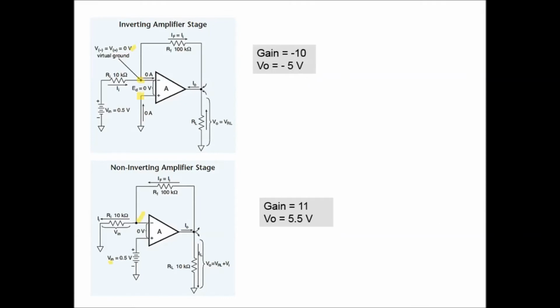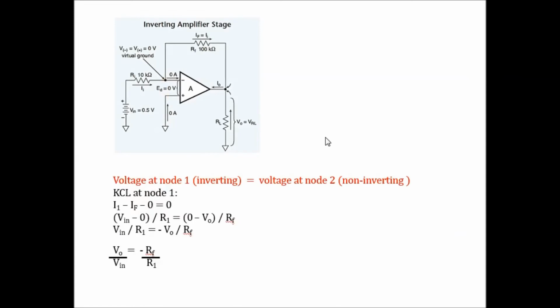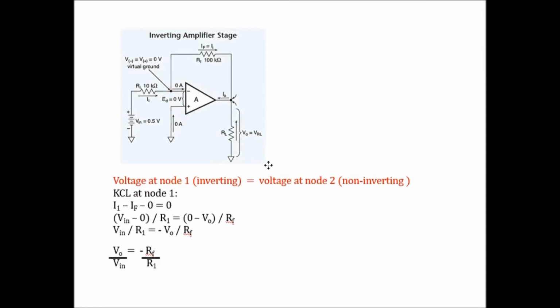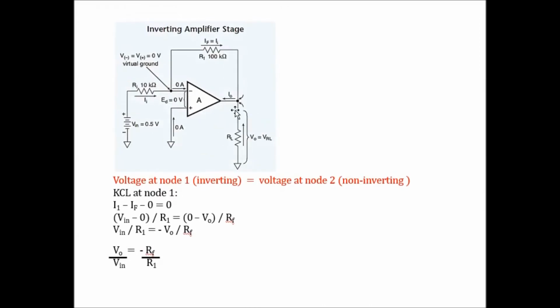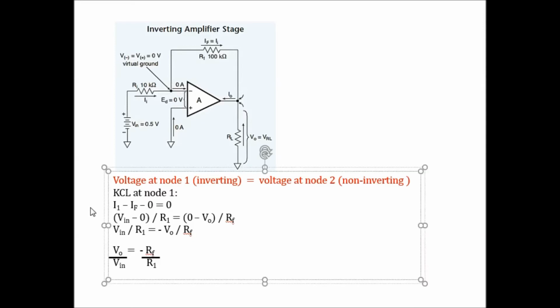Let me show you one example of the derivation using nodal analysis. Let's look at the derivation for the inverting amplifier. As I mentioned just now, the current into the op-amp is 0 and the voltage must be the same, so in this case it is 0 volt. If I do my KCL, KCL going in is I in minus IF, minus 0. You can see that's the first line there.